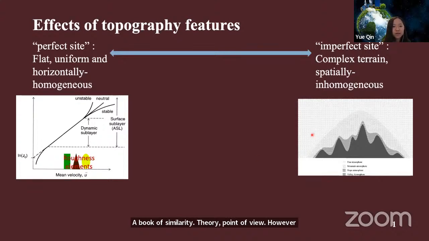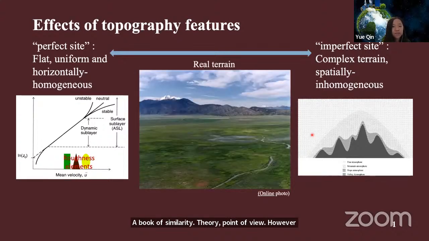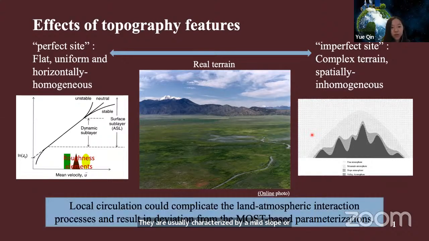However, real terrains often lie in between the perfect and the imperfect site. They are usually characterized by a mild slope or surrounded by complex terrain, but can still generate local circulations that complicate the land-atmosphere interaction processes and also result in deviation from the Monin-Obukhov similarity theory-based parameterizations.